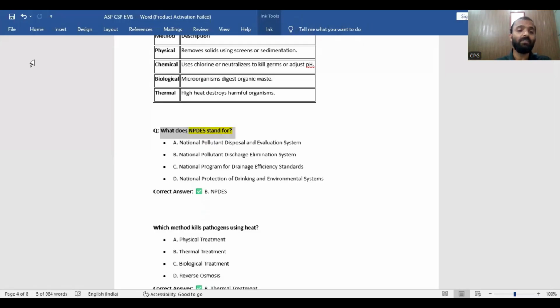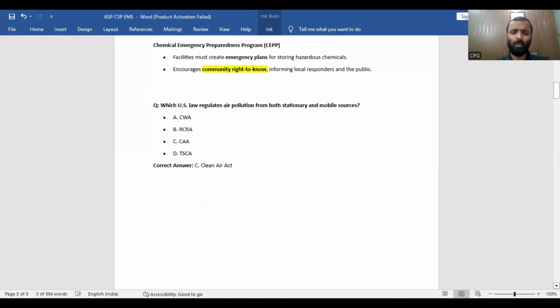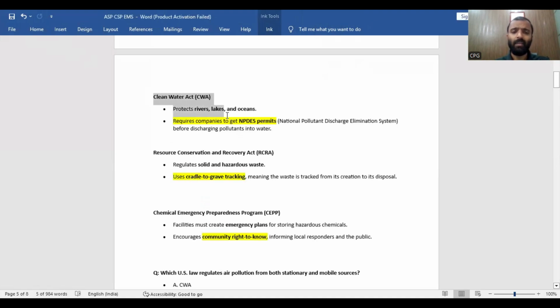Now, what does NPDES stand for? Already we have discussed this. NPDES, National Pollutant Discharge Elimination System. You might be remembering. This is the quick revision notes. The Clean Water Act requires companies to get an NPDES permit. NPDES means National Pollutant Discharge Elimination System. Before discharging pollutants into the water, you should get an NPDES permit. Okay.